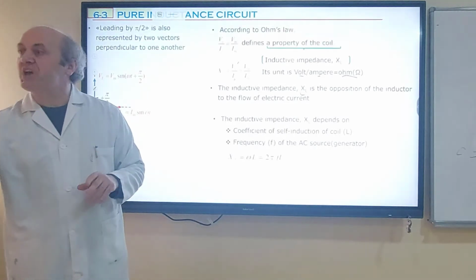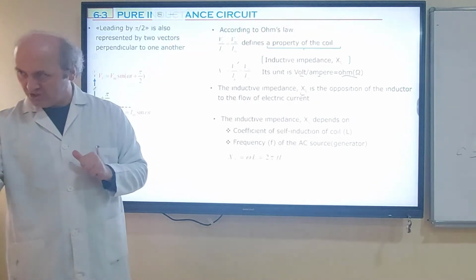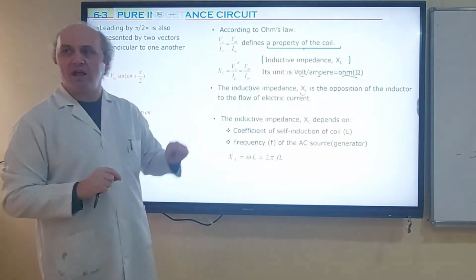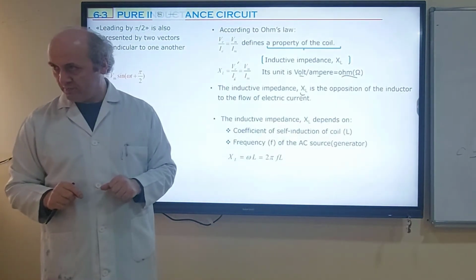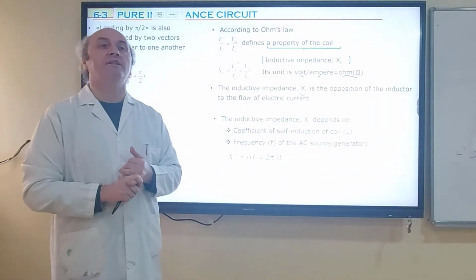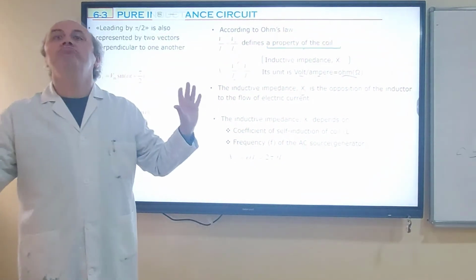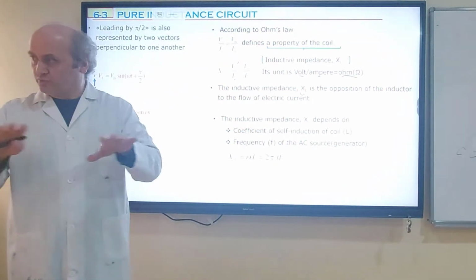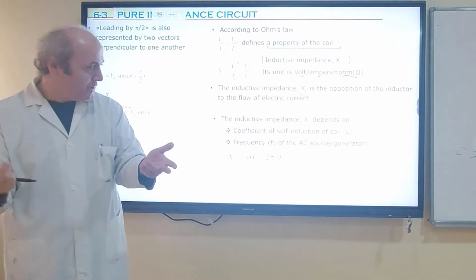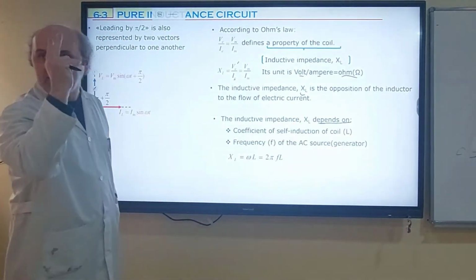It's about self-induction. What was self-induction? The coil reacts to changing current. This reaction to the changing current produces inductive impedance. For that reason, we say that inductive impedance can only be calculated for changing current, that is, AC. For DC, we cannot calculate it, because with direct current the coil does not react if you don't make a change. So inductive impedance depends on two factors.